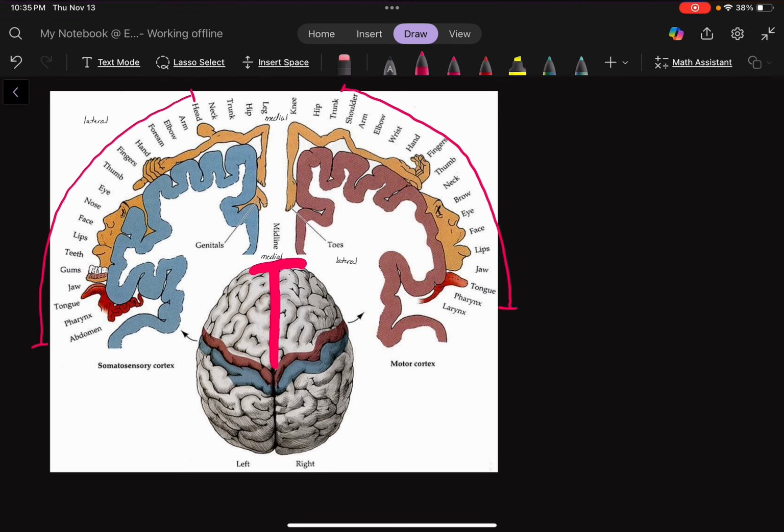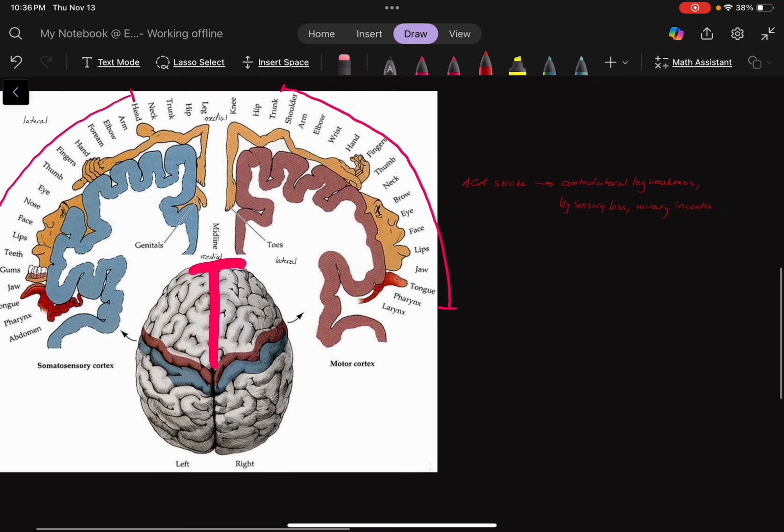So the main things to know, just to recap, for ACA stroke, you can have contralateral leg weakness, you're also going to have leg sensory loss, and you're going to have urinary incontinence, okay? And the main thing is the contralateral leg weakness and the leg sensory loss, okay?